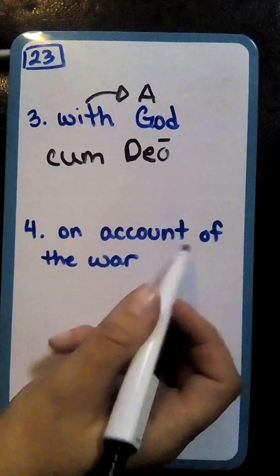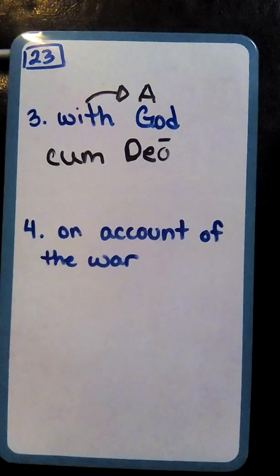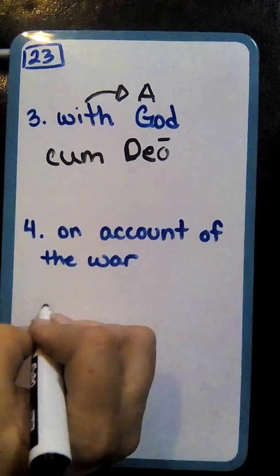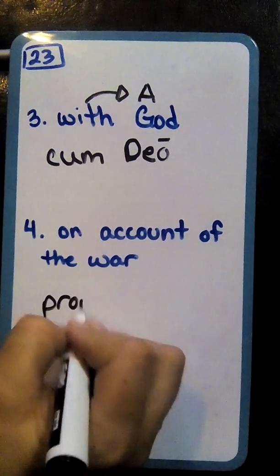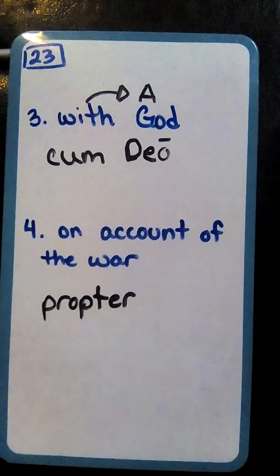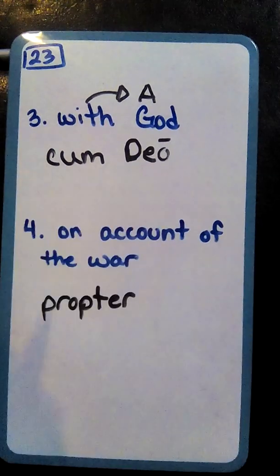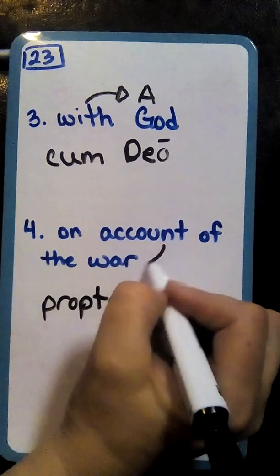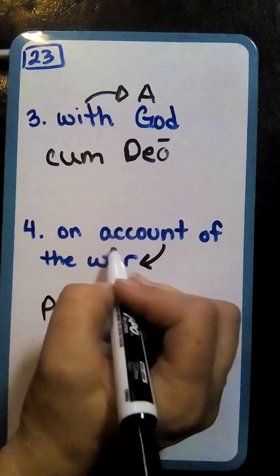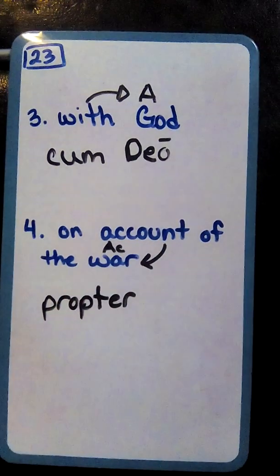Next up we have on account of the war. So on account of comes from the Latin word propter. P-R-O-P-T-E-R. So propter, and propter affects the next word. So it's going to affect the word war on account of war, and it's going to turn war accusative because propter is with the accusative.